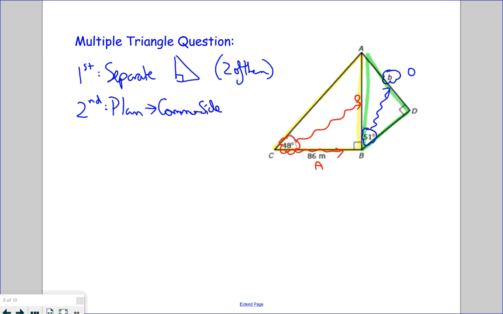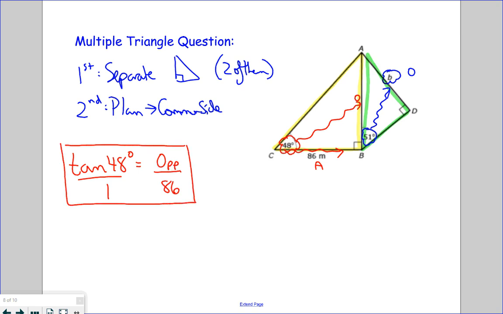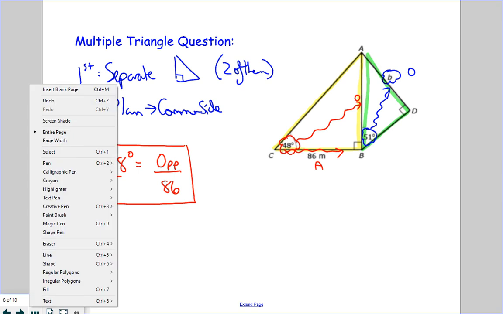So I'm going to go opposite and adjacent is tan. So I'm going to go tan 48 equals opposite over adjacent. Put that over 1. Okay, now if you don't want to write the word opposite, you want to write the letter X or a question mark, you can do whatever you want. So cross multiply and divide.